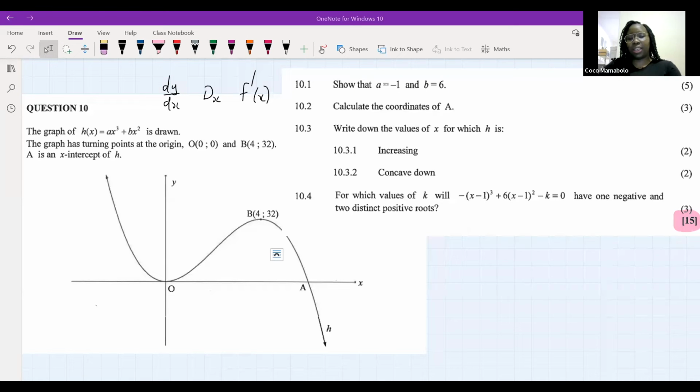So is B negative 6A? No, it shouldn't be. It should just be 6. See, B should just be 6. Yeah.